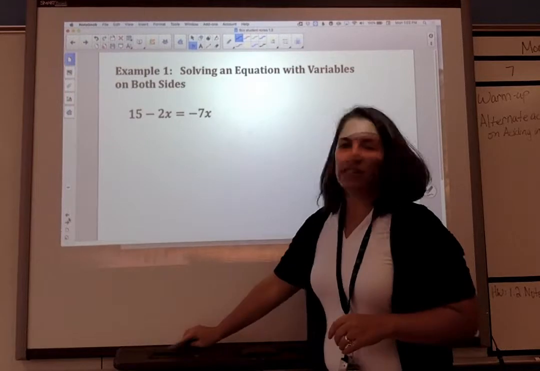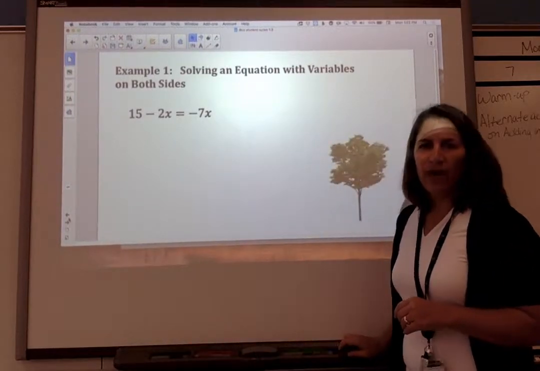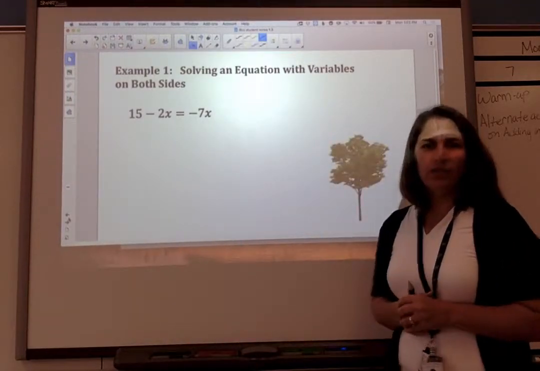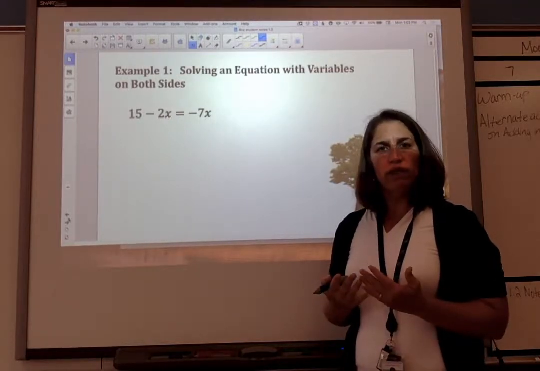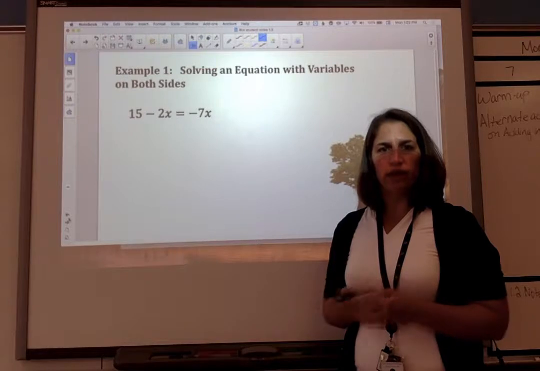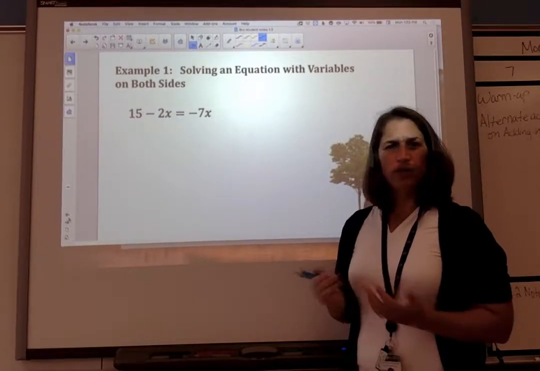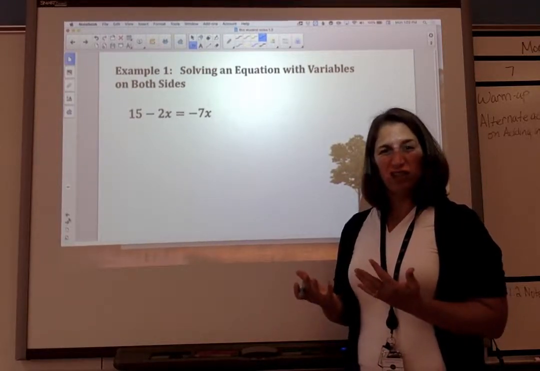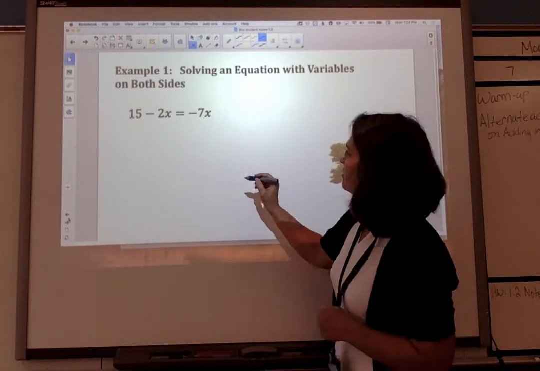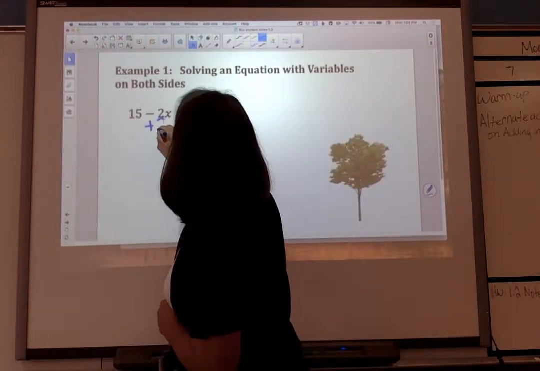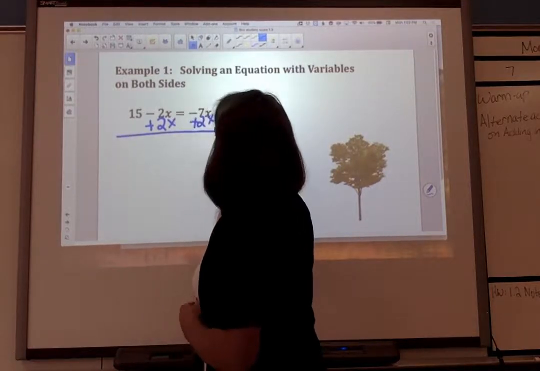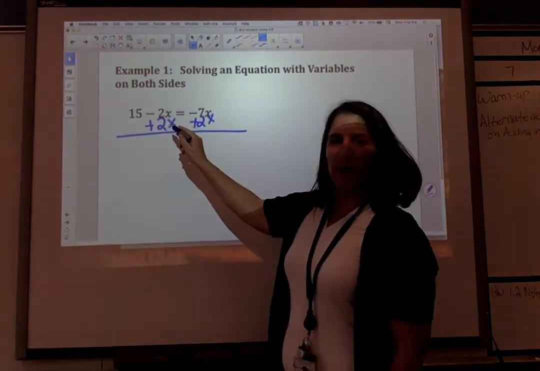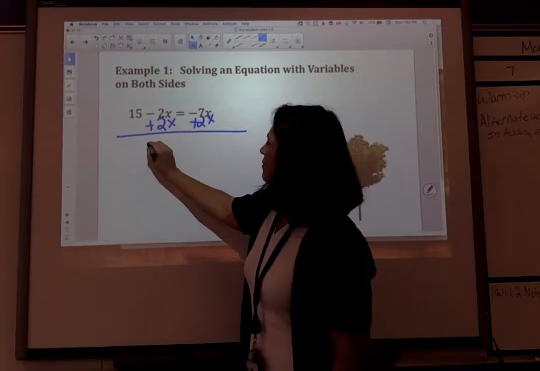All right, so let's look through this first example. Here we have 15 minus 2x equals negative 7x. So we want all of the x terms on one side and all of the constant terms on the other side. For this problem, probably the easiest thing to do would be to add 2x to both sides. And the negative 2x and positive 2x will cancel out.